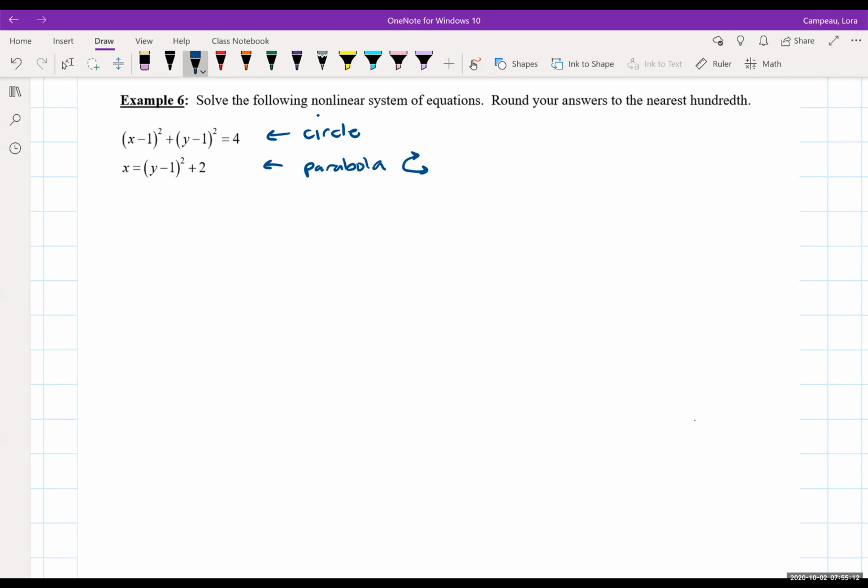Now, they didn't specifically say, you have your choice here, because it just says round your answers to the nearest hundredth. So you can solve it analytically if that's faster. Sometimes it is. But when it's asking you to round your answers to the nearest hundredth, I would say it's okay to use your TI to solve it graphically.